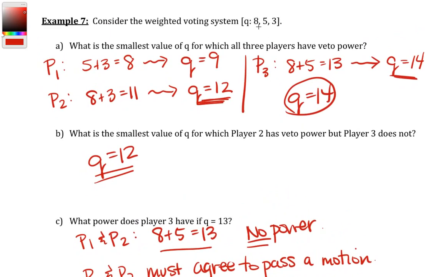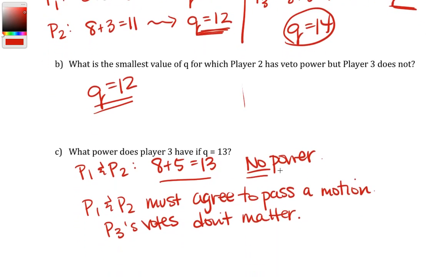Because, let's look up here at our votes. The first two, 8 and 5, can get the quota of 13 without player 3. And then, no matter what player 3 does, you can't get the quota any other way besides those 8 and those 5, right? 8 and 3 is too little. 5 and 3 is too little. So player 3 doesn't actually have any say. So player 3 has absolutely no power in this scenario. And that is it for today.